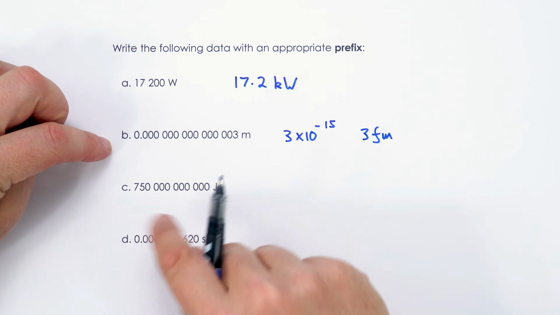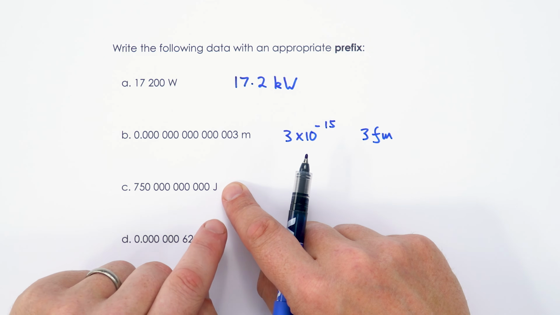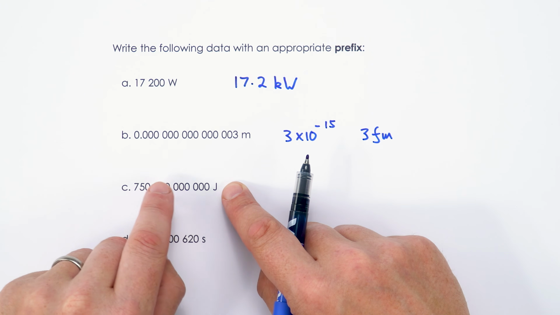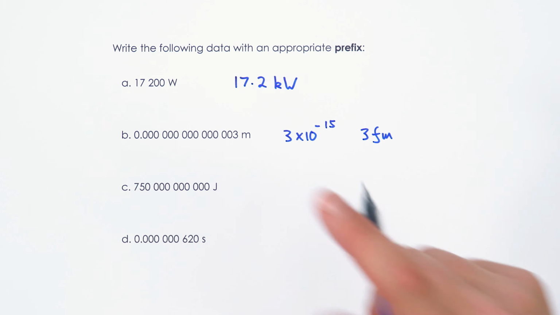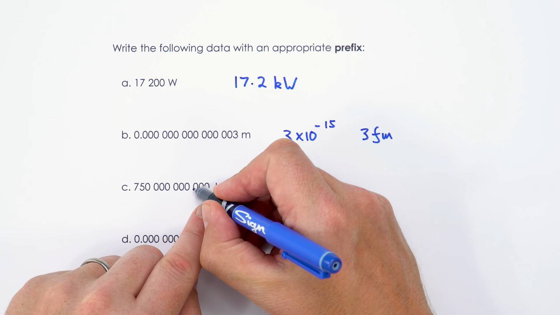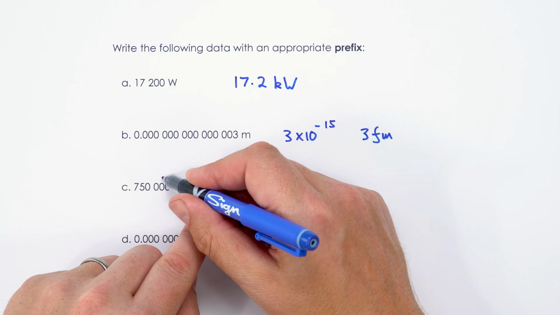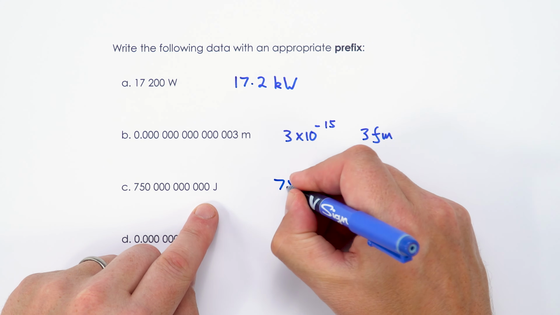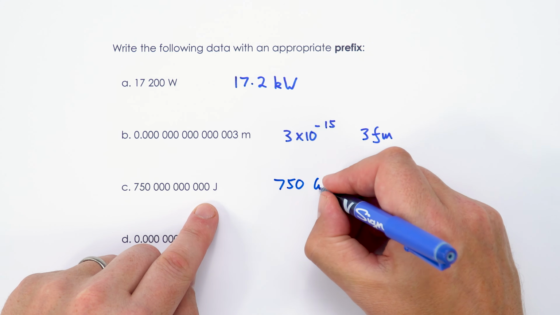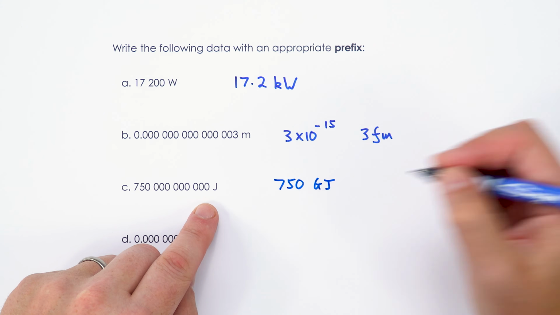The next one, we've got a large number of joules. And if we think about it, that's 1,000 times 1,000 times 1,000 times 750. So we might think about kilo, mega, giga, and therefore this answer could be given as 750 gigajoules.